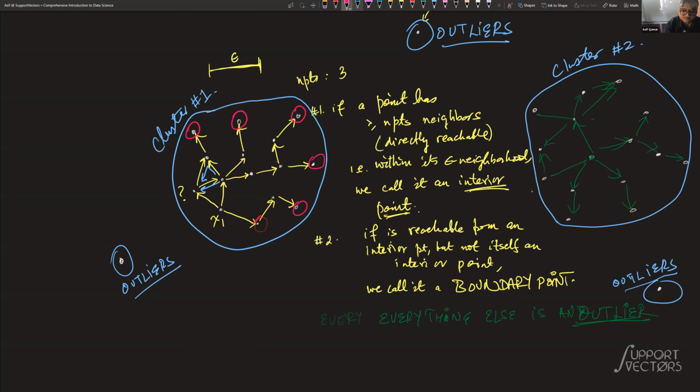Yes, let me mark it. This too is a boundary point. The other one also, right? Above that also, right? No, it has three neighbors.